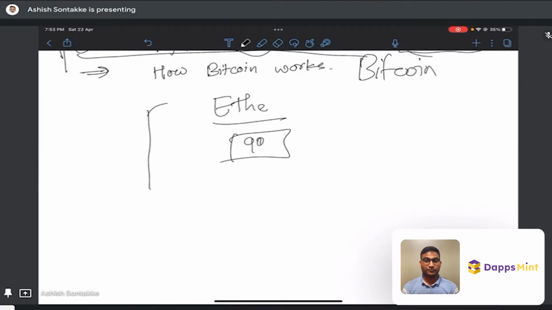Okay, and there are some parts of other languages as well. We don't need to do anything with that. So if you want to set up your own node, then you have to use some Ethereum client.